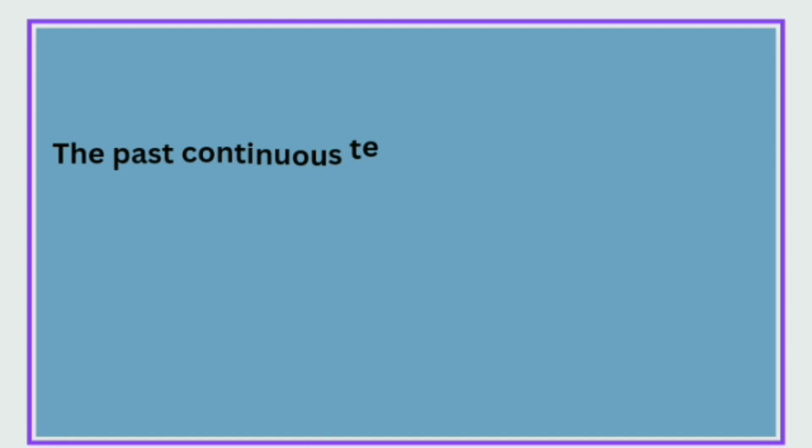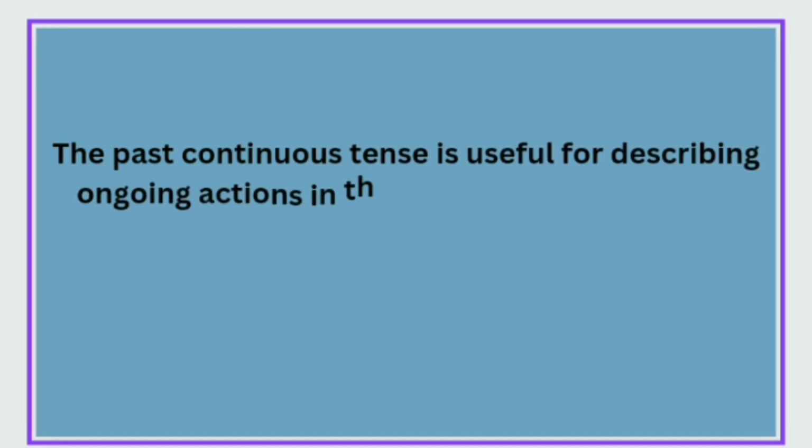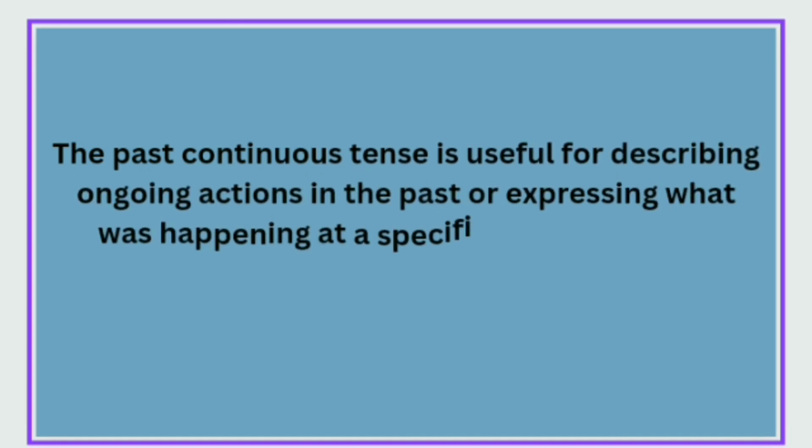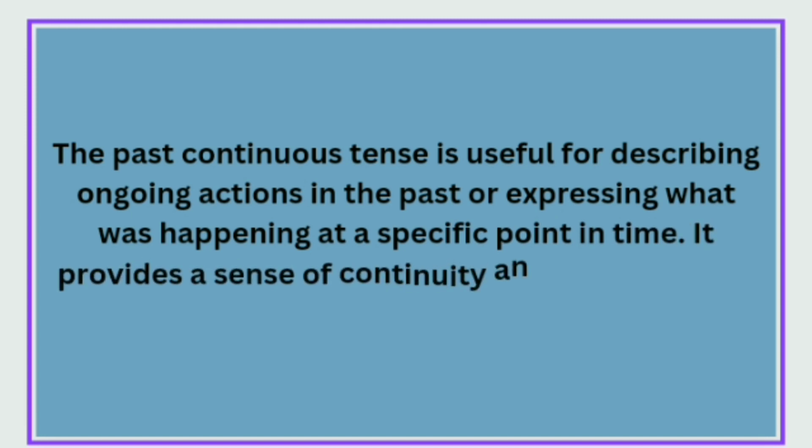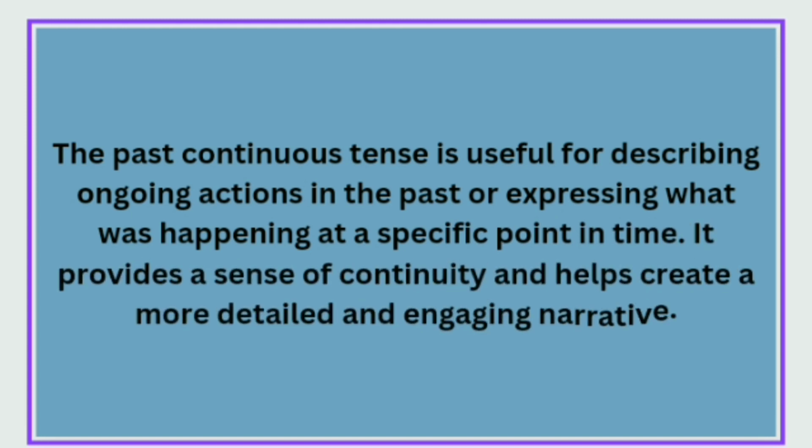The past continuous tense is useful for describing ongoing actions in the past or expressing what was happening at a specific point in time. It provides a sense of continuity and helps create a more detailed and engaging narrative.